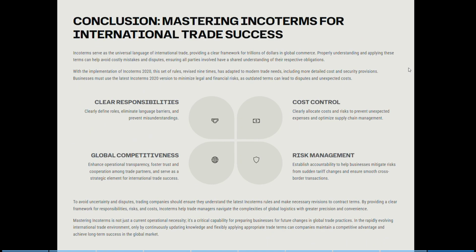In conclusion, Incoterms serve as the universal language of international trade. They help clarify responsibility, control costs, and manage risks in global transactions. Proper use of Incoterms reduces disputes and enhances cooperation between trading partners. In a rapidly evolving global trade environment, mastering Incoterms is not only an operational necessity, but also a key factor in achieving long-term international business success.